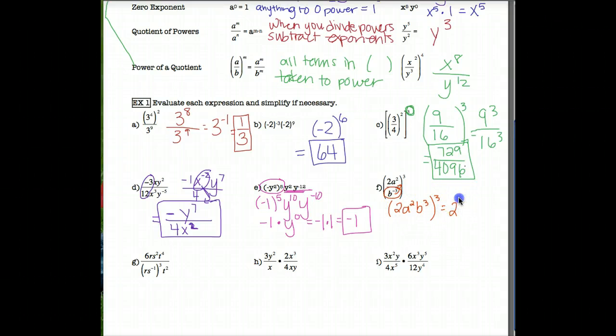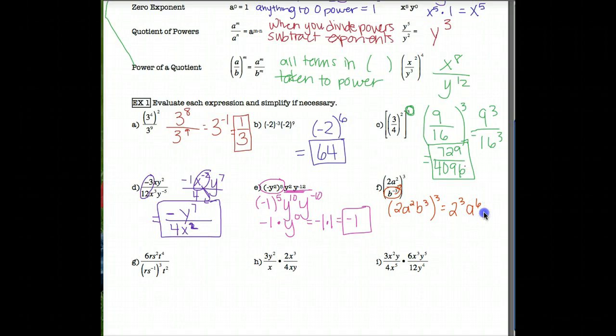So 2 to the third, and then there I would multiply exponents. So I get 2 times 3 gives me 6, 3 times 3 gives me 9. Now the only thing left to do is to simplify that 2 to the third, which is 8. So 8a to the 6th, b to the 9th.